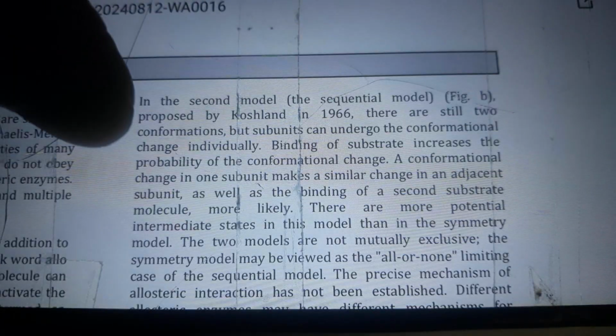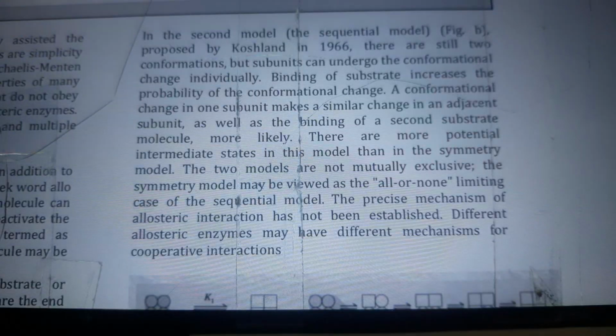In continuation of that, in the second model, the sequential model, Figure B, proposed by Koshland in 1966, there are still two conformations, but subunits can undergo the conformational change individually. Binding of substrate increases the probability of conformational change. A conformational change in one subunit makes a similar change in an adjacent subunit, as well as the binding of a second substrate molecule, more likely. There are more potential intermediate states in this model than in the symmetry model. The two models are not mutually exclusive. The symmetry model may be viewed as the all-or-none limiting case of the sequential model.